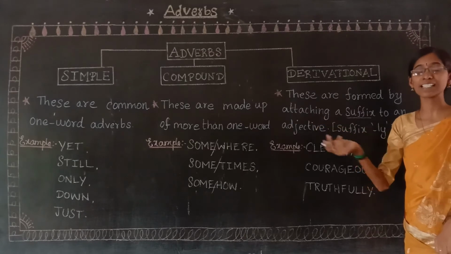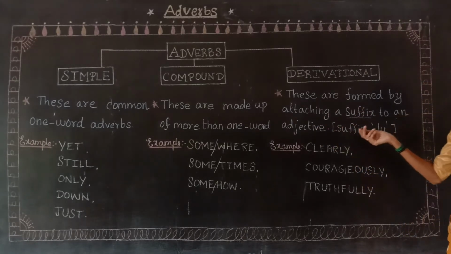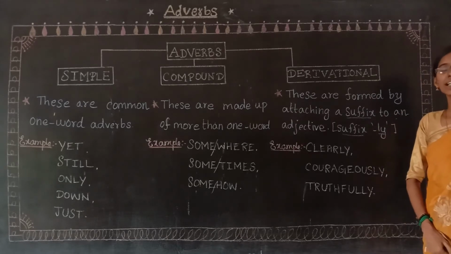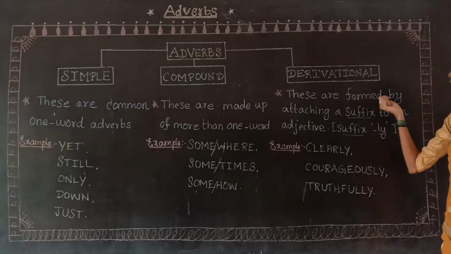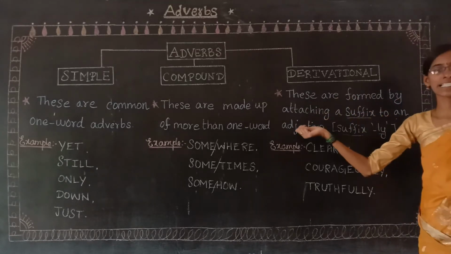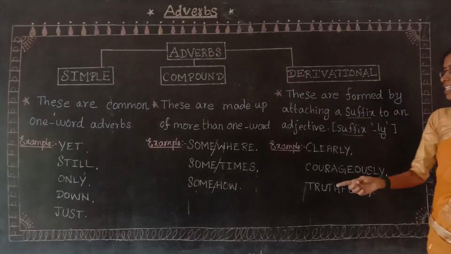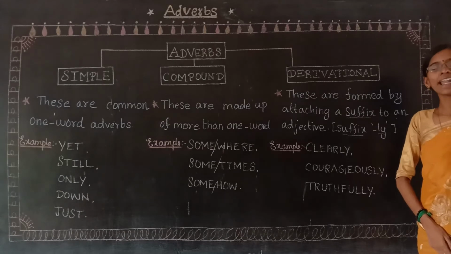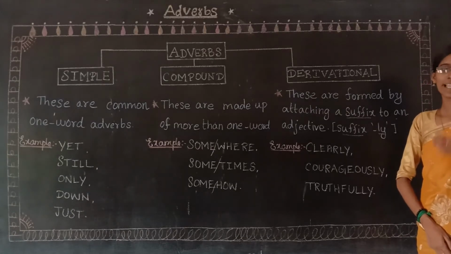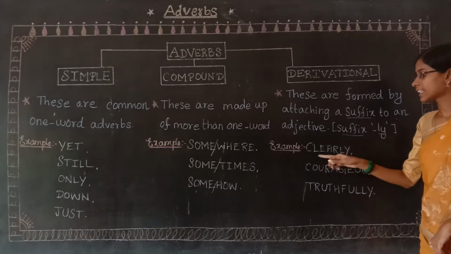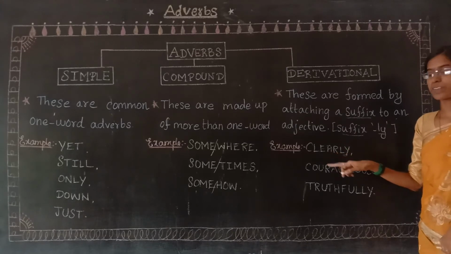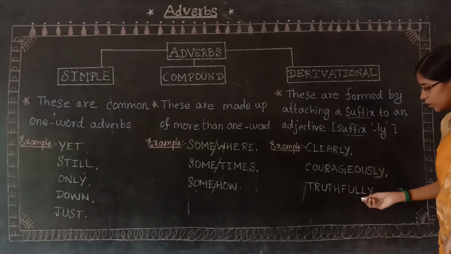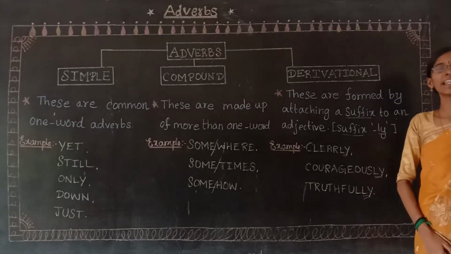You know what an adjective is? It tells more about a noun. So we generally use the suffix ly or even y. It is generally used to make an adverb word. For example, yearly or eventually, like that. So these are formed by attaching a suffix to an adjective. It is known as a derivational adverb. See the examples here. As I said, we generally add a suffix. There are a lot of suffix words, but to make an adverb we generally add y or ly. Here we are adding what? Ly. Clearly. So clearly is a derivational adverb. Courageously, here also we are adding ly. Courageously is known as a derivational adverb. And truthfully, ly. Truthfully is a derivational adverb.